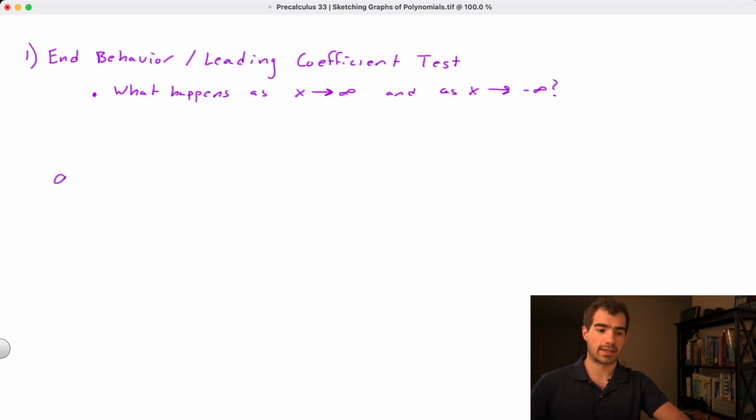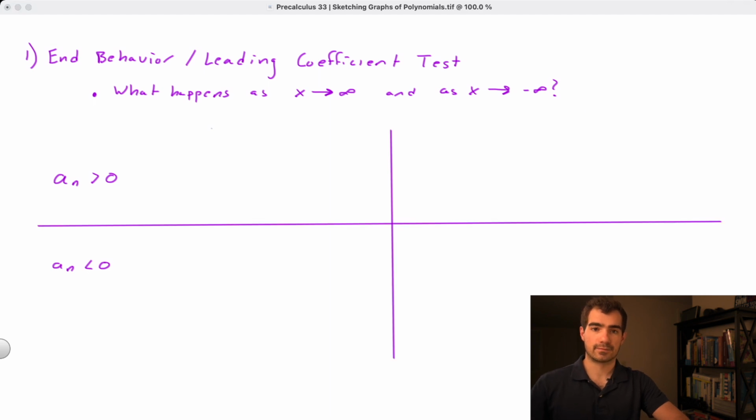In other words, depending on whether that leading coefficient a_n was positive or negative, we would have different cases of end behavior. And additionally, this depended on the parity of the degree. In other words, if we had an odd degree, this behaved one way, versus if we had an even degree, this behaved another way. And again, here, degree is just the largest exponent.